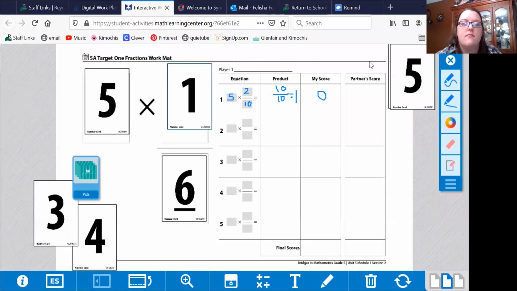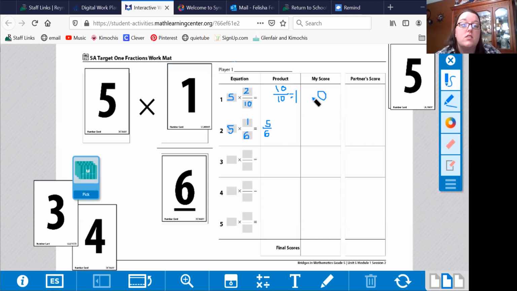So 5 groups of 1/6. So 5 times 1 is 5 out of the 6 I need to make a whole. So just like I was showing before, I can solve this with repeated addition. So 1 plus 1 plus 1 plus 1 plus 1 is 5, or 5 times 1 is 5 out of the 6. So actually, that's not going to have an equal sign because that's it.